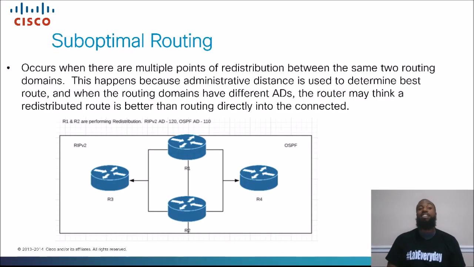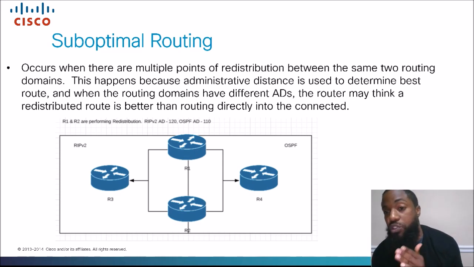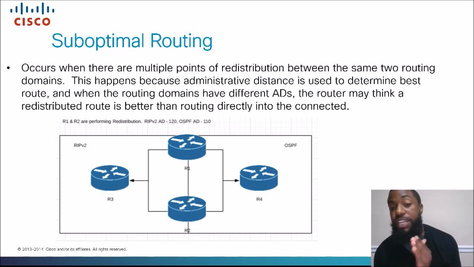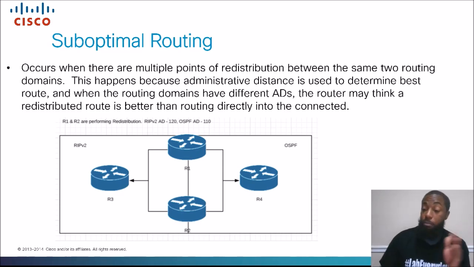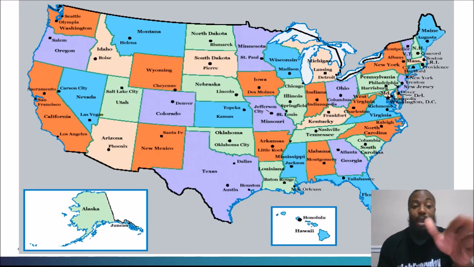Official definition: suboptimal routing occurs when there are multiple points of redistribution between the same two routing domains. This happens because administrative distance is used to determine the best route, and when routing domains have different ADs, a router may think a redistributed route is better than routing directly into the connected route. So before we get to the routers and switches, let's head back to this.